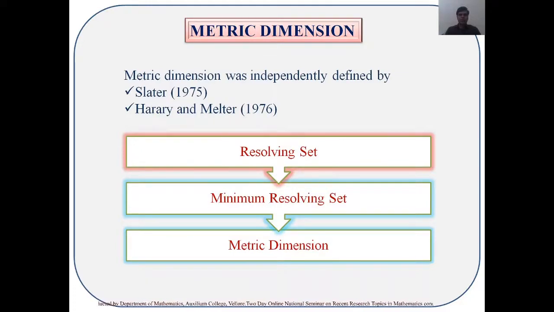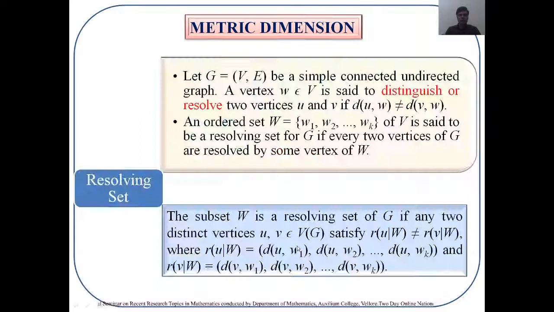To understand its variations, first let us understand what metric dimension is. Metric dimension involves a few concepts. One is resolving set, then minimum resolving set, and then only we will be discussing what metric dimension is. Let's discuss all these topics one by one.